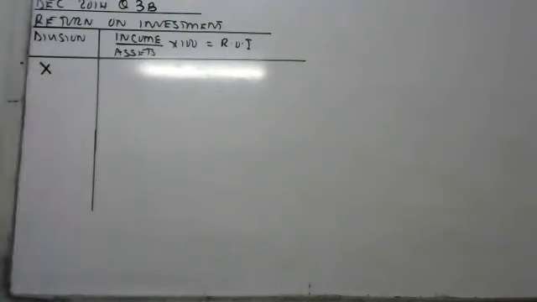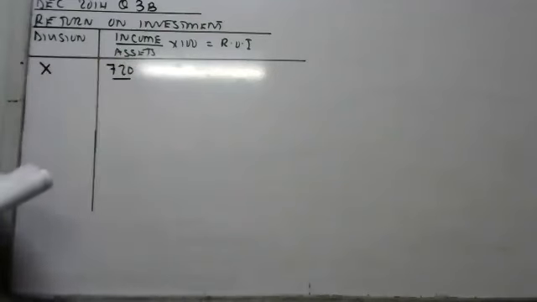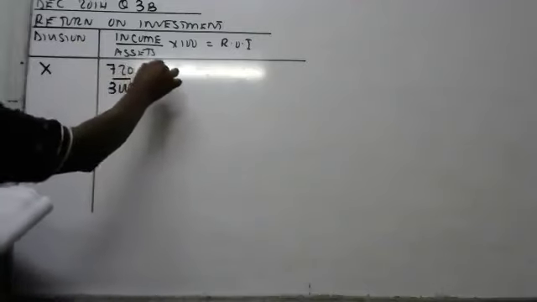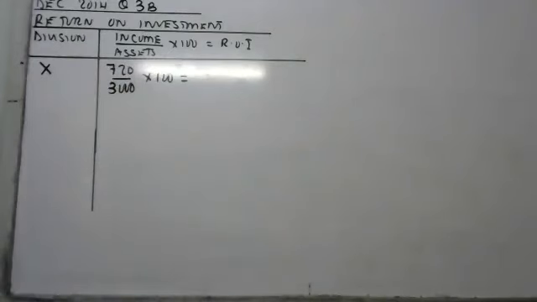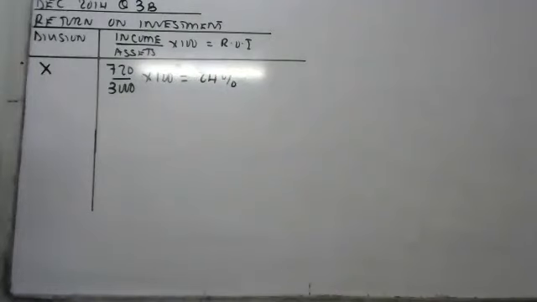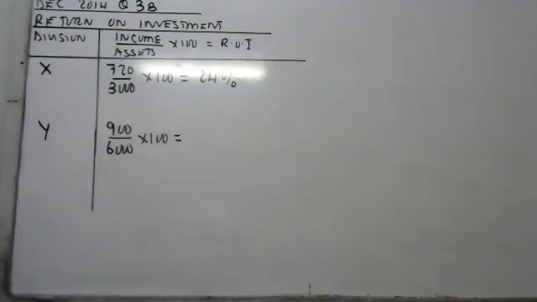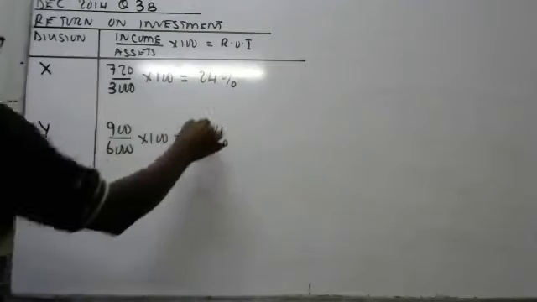So if we start with X, you can see the operating income is 720, and the assets are 3,000 times 100. Twenty-four percent. Let's come to Y. Y, you do the same. 900 over 6,000 times 100. 15%.